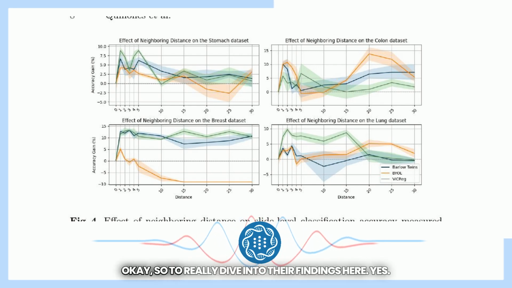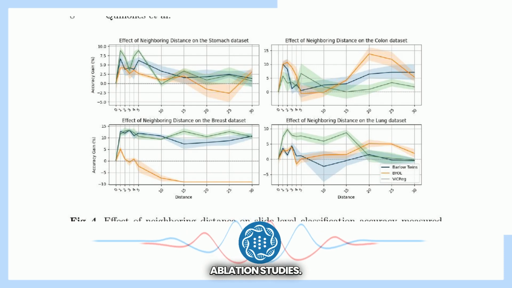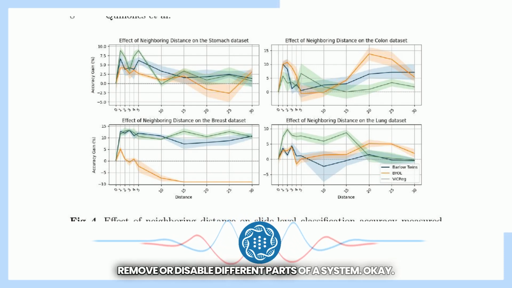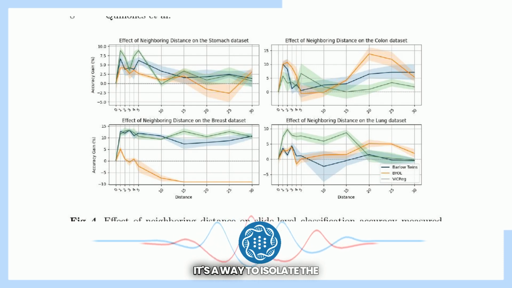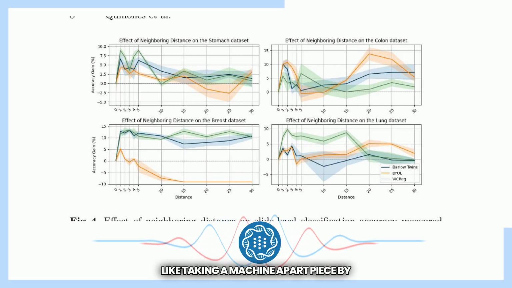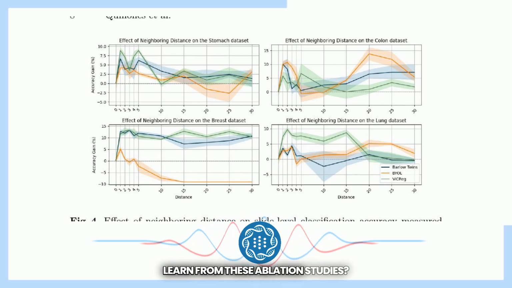Okay, so to really dive into their findings here, let's talk about what they call ablation studies. Ablation studies. So think of them like controlled experiments where you remove or disable different parts of a system to see how that affects the overall performance. It's a way to isolate the effects of the different components. Like taking a machine apart piece by piece to see how it works. Exactly. Okay, so what did they learn from these ablation studies?